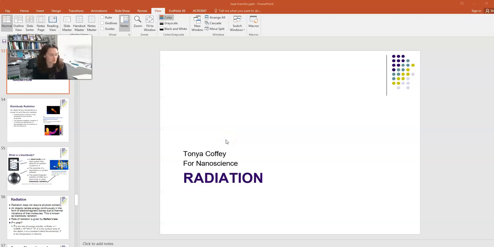In today's lecture, we're going to finish off Chapter 7 on heat considerations in nanoscience with a discussion of radiation. So remember that there's three mechanisms of heat transfer: conduction, convection, and radiation. Now we discussed conduction and convection in other lectures, so today it's radiation's turn.